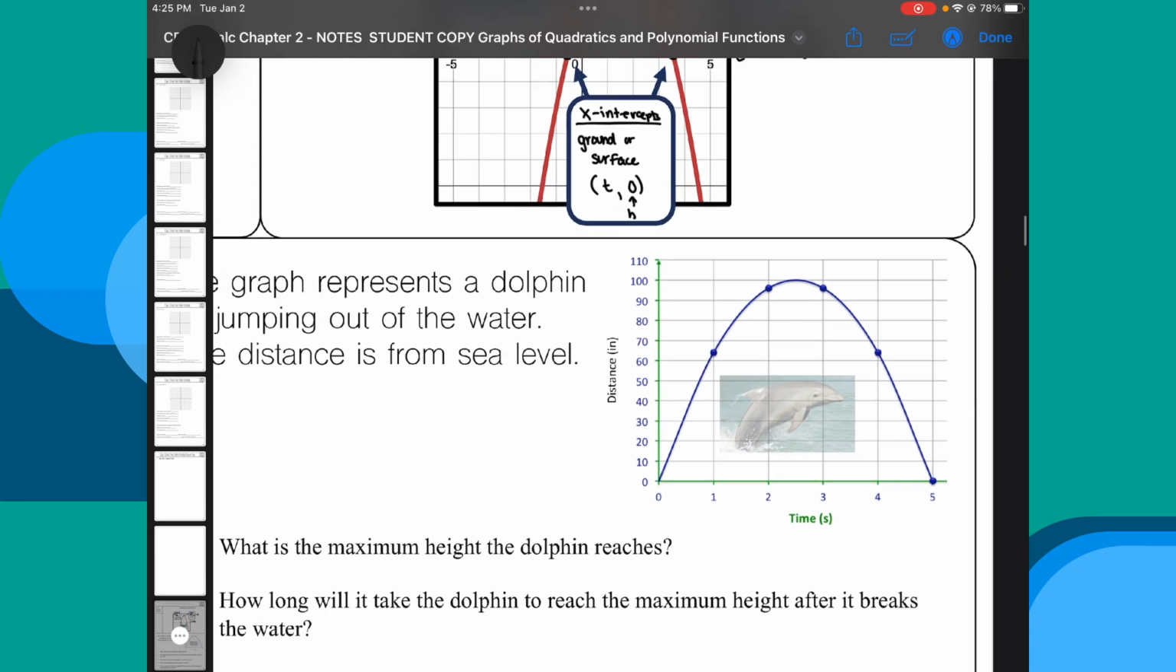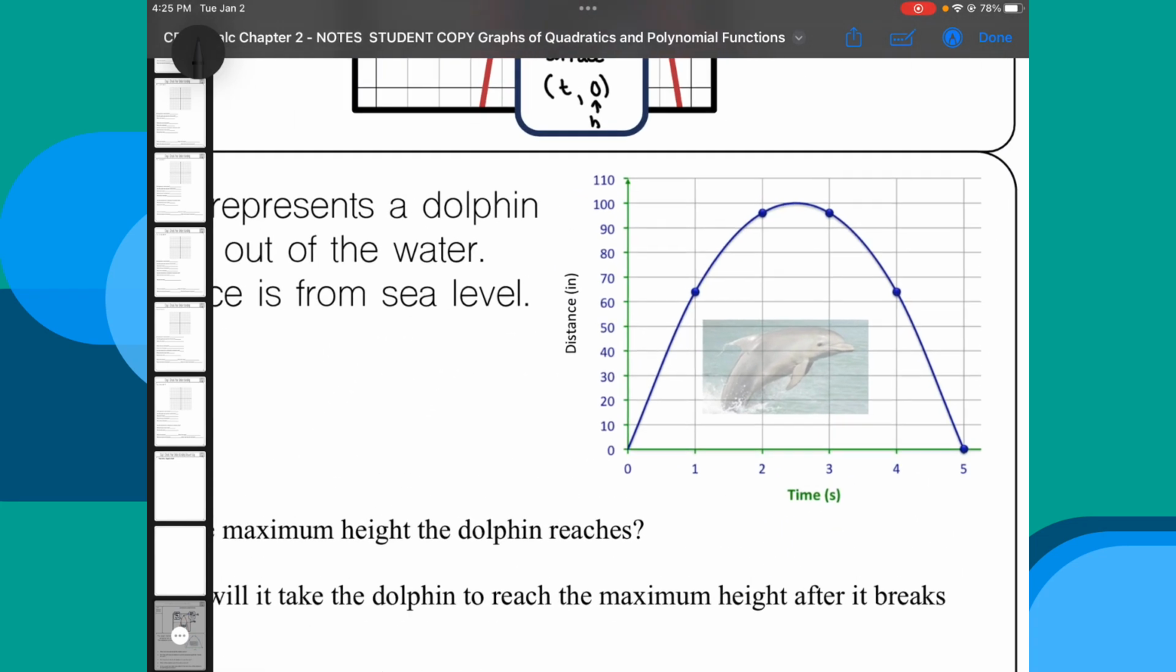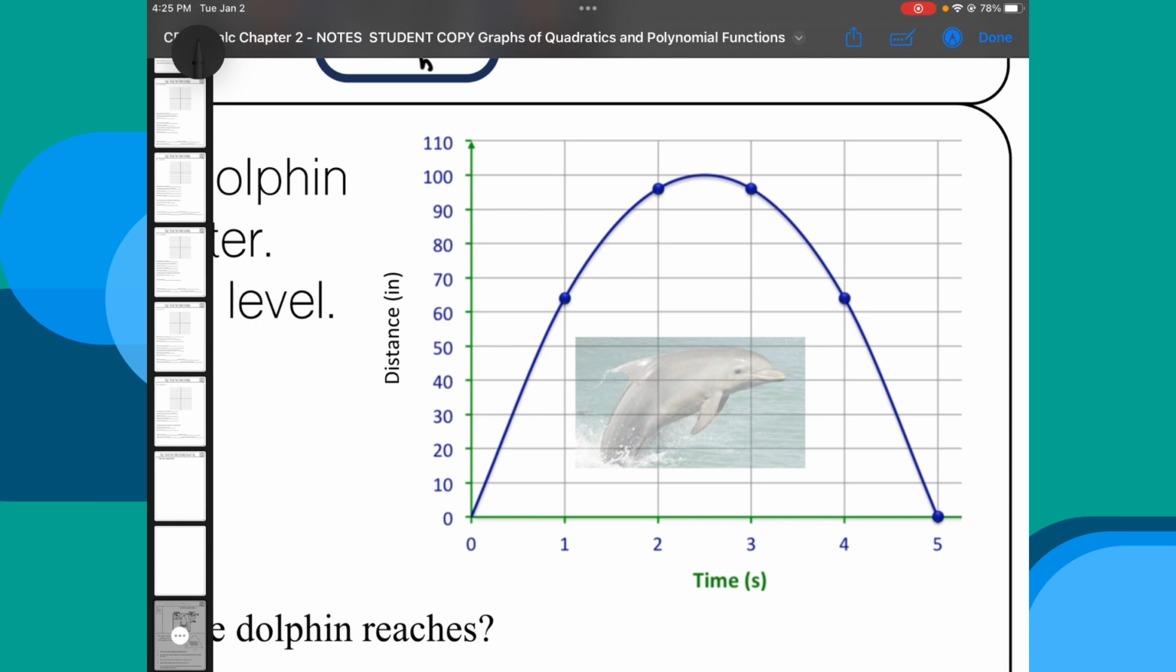All right, we have a pretty straightforward question. I'm going to ask that you pause the video and go answer all of these questions on your own. They're very straightforward. You should be able to answer them. This is just making sure that you can read a graph. All right, max height right here.